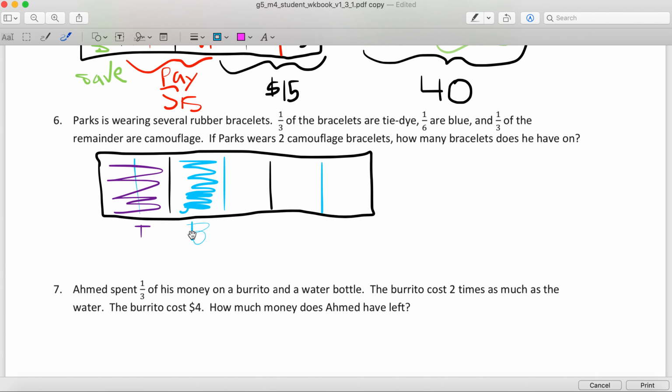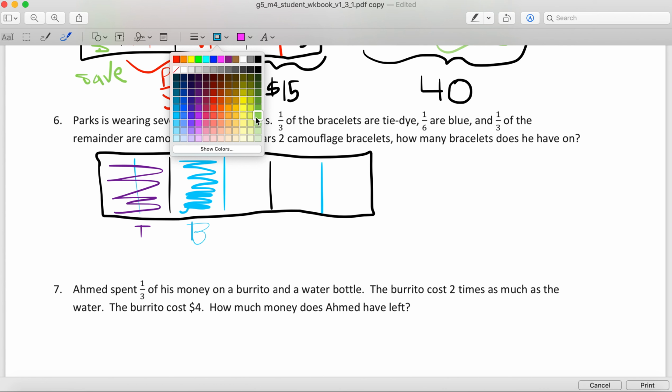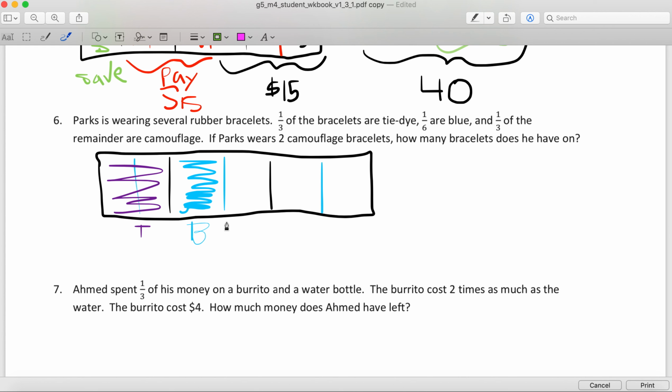All right, so then 1/3. Look at that, it's already in thirds. One third of the remainder are camouflage. So let's use green for that. This is what's remaining, and it says 1/3, 1/3, 1/3. One third are camouflage. So that means I can just shade 1 out of 3 equal parts.